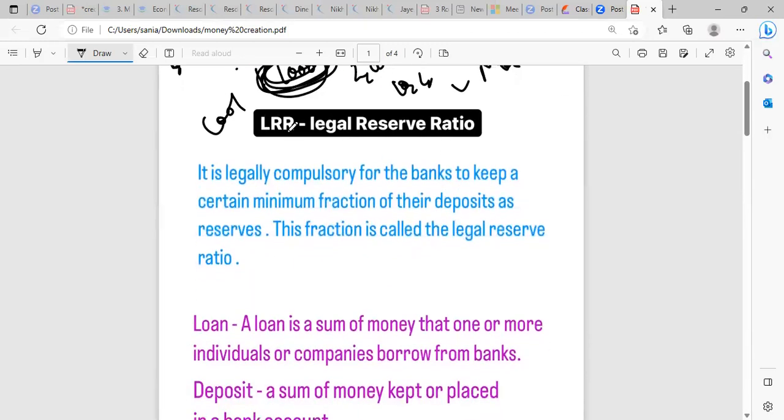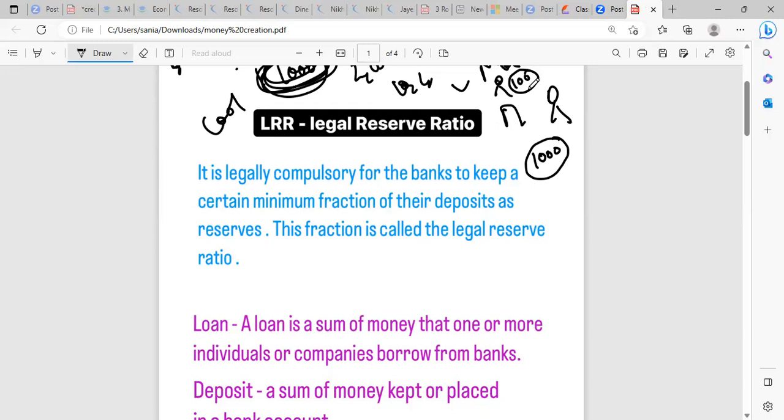Now, the second term is LRR. Okay. So it is legal reserve ratio. Now, ma'am, what is this legal reserve ratio? Now, for example, this is you and this is your mom. Okay. You were earning, right? 1,000 rupees is your monthly salary. From this 1,000 rupees, your mom told you that you need to give her 100 rupees every month. So the rest of the 900 rupees you can spend.